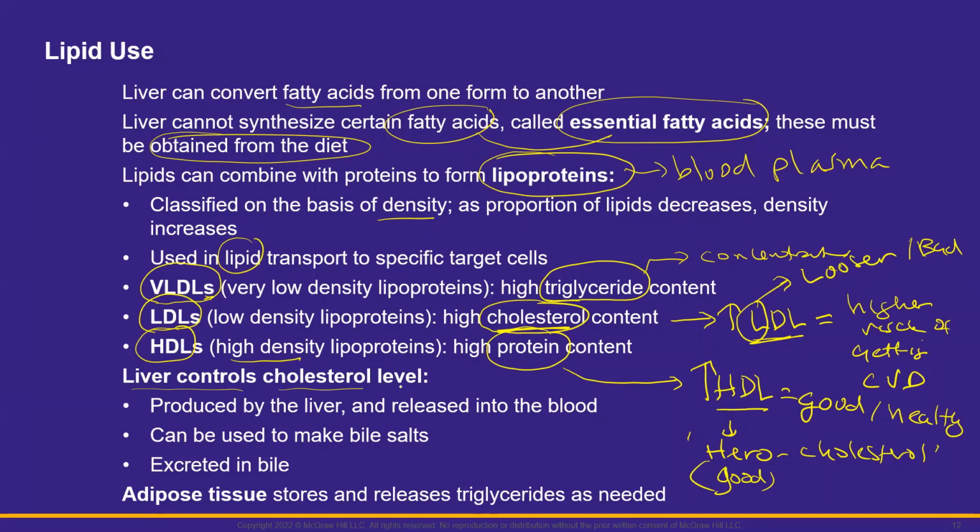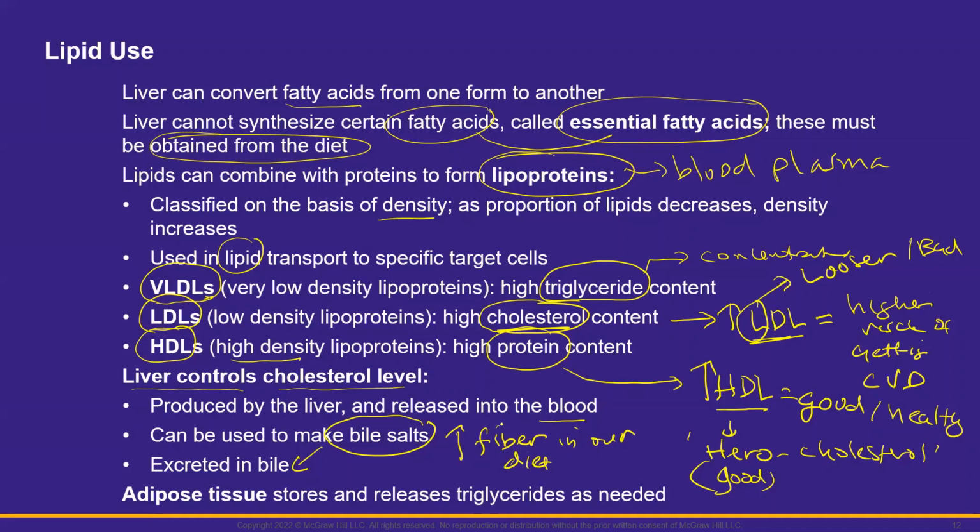The liver controls the cholesterol level produced by the liver and released into the blood. So the liver can produce cholesterol. It can also destroy the cholesterol. It can be used to make bile salt. So when the cholesterol is destroyed in the liver, it produces the bile salt, and the bile salt will be excreted into the bile. The production of bile salt is sometimes stimulated by fiber. Fiber in our diet, in our intestine.